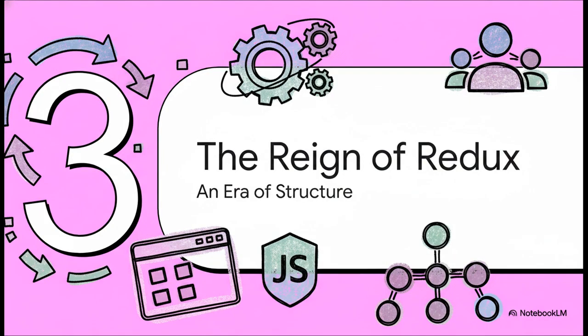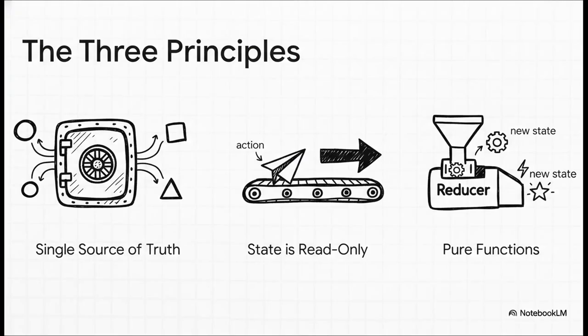It was exactly these kinds of performance headaches that led the community to search for a more robust solution. And that search gave us one of the most famous libraries in the history of JavaScript, Redux. Redux showed up and brought a ton of structure and predictability to this chaos. It was all based on 3 simple, powerful ideas. 1, all your app's state lives in one single place. 2, you can't just change the state directly. You have to send a message called an action saying you want to make a change. And 3, those changes are handled by pure functions called reducers.